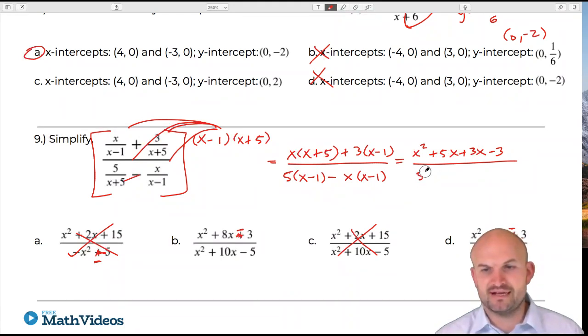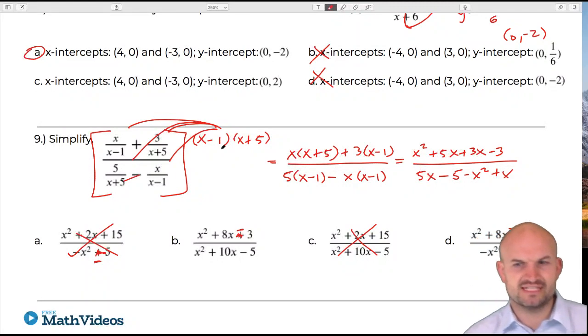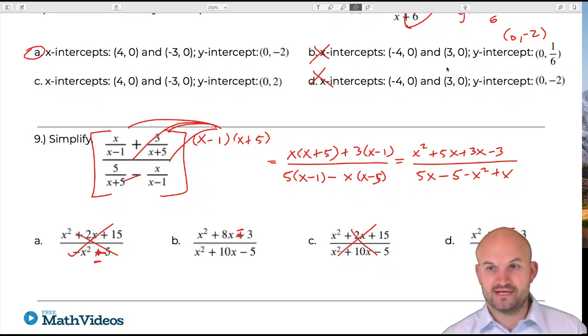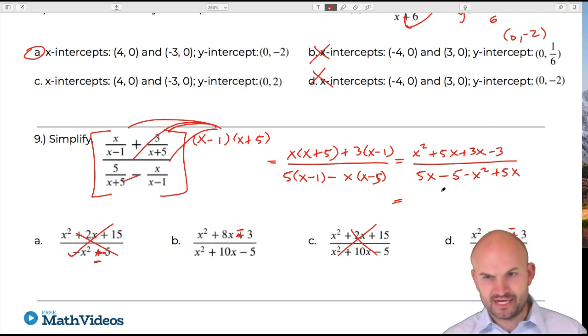So when I distribute here, I get 5x minus 5 minus x squared plus x. That was supposed to be an x minus x plus 5. Dang it. So I wrote that down wrong. That's actually supposed to be a 5x. And you could simplify them to get your answer, but you didn't even need to simplify it from there. You can see that this simplified is going to give you answer D.